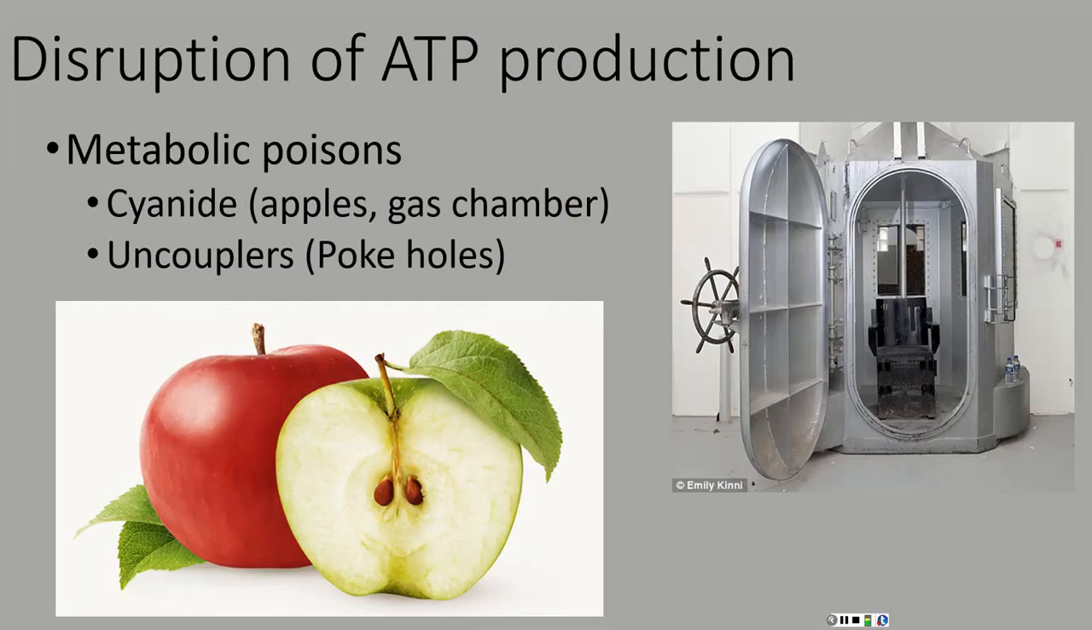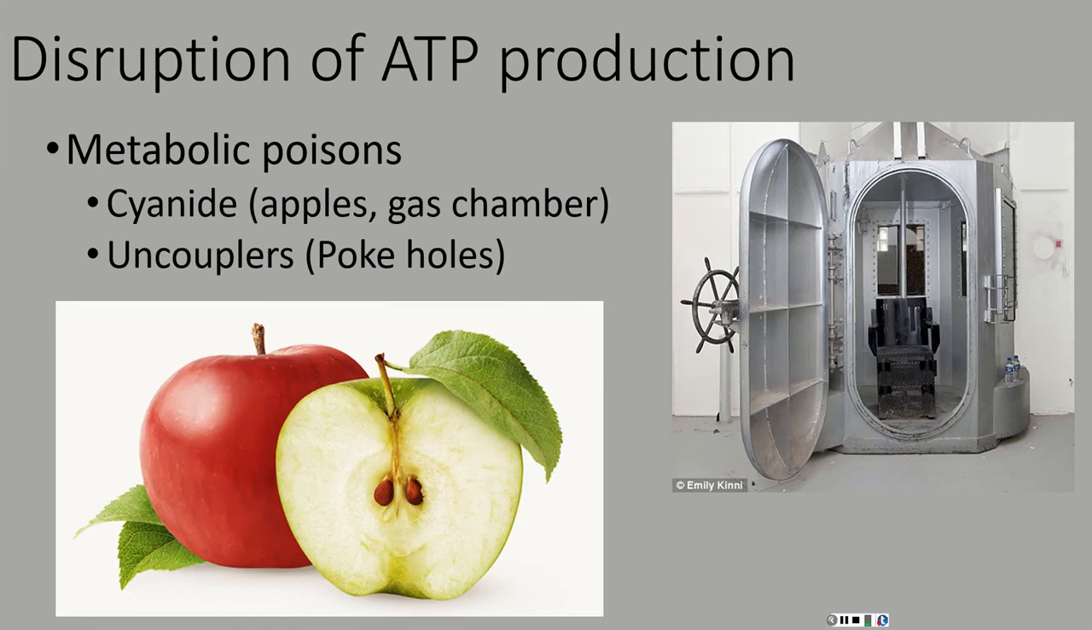So there are ways to disrupt ATP production, and that's not something that we want to happen, but it's something that is possible, and various metabolic poisons can do that. There's a lot of different types, but let's look at two of the more common. Cyanide. Well, cyanide is what we find in apple seeds. If you've ever been told apple seeds contain poison and they'll kill you if you eat them, well, there's a little bit of truth to that. You would have to eat pretty close to your weight in apple seeds before they do you any real harm, but there is cyanide in apple seeds.